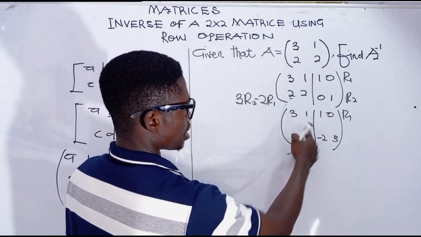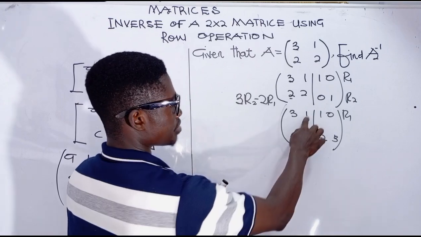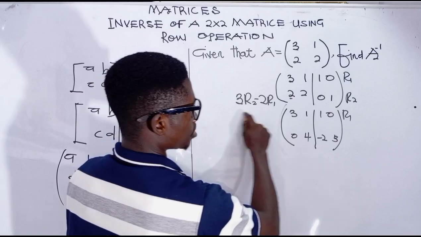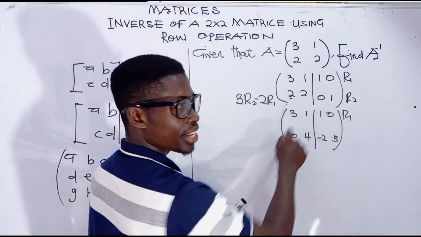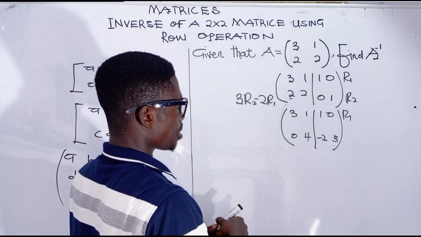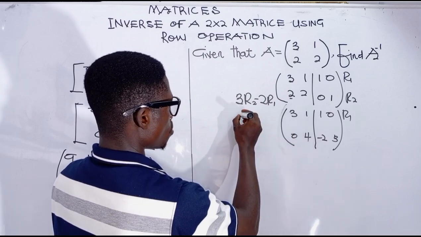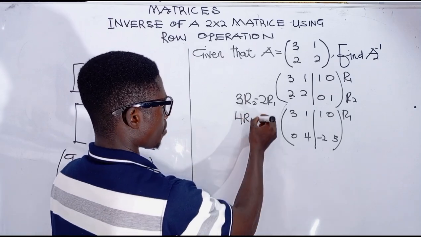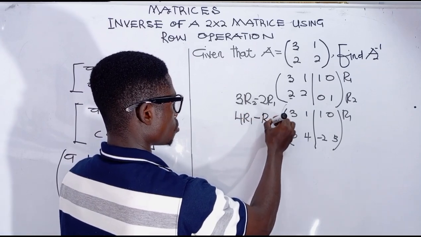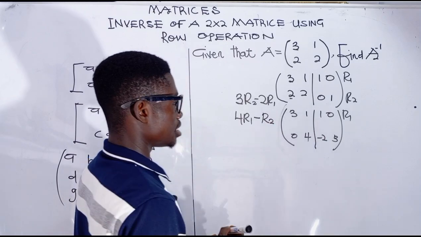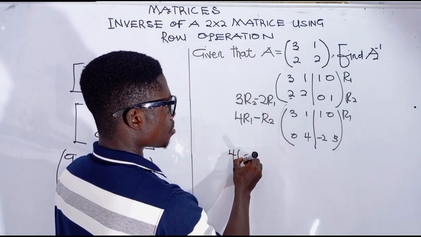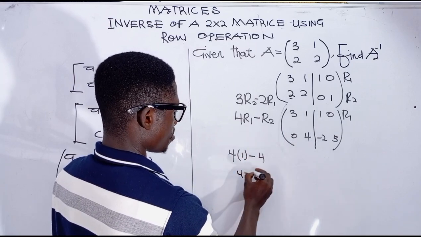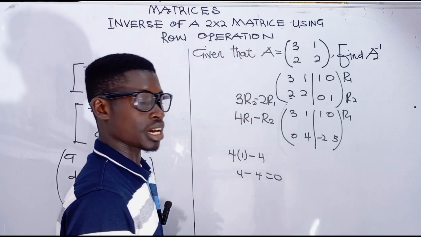Now once we are done with this, we are going to look at this entry. We want this entry to be 0. So we have to perform an operation on the first row so that we can get this entry to be 0. Realize that when you multiply row 1 by 4, and then subtract row 2, this entry is going to be 0. Let's try it and see. We have 4 times row 1, which is 1, minus row 2, which is 4. So we have 4 minus 4, we have 0. We have achieved our aim.